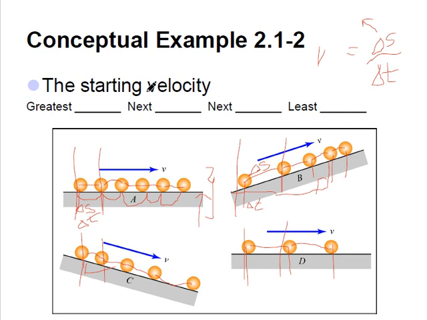So the problem is to rank the starting velocity. So we're going to rank it. This is the least, because this interval is small. Yeah, because it's the starting velocity.